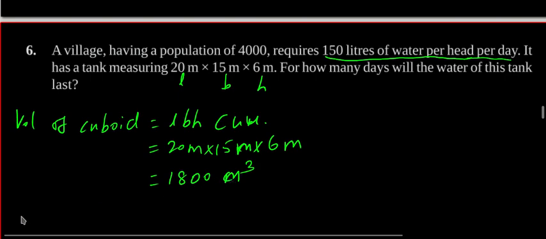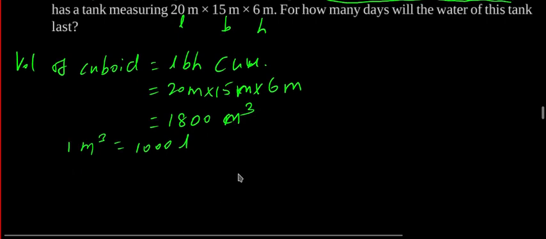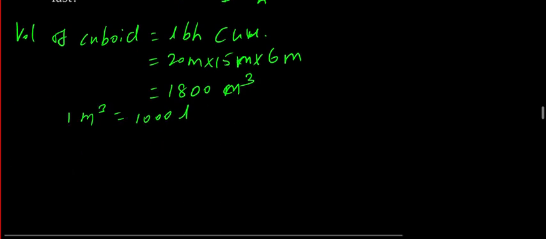So let me convert into liters to get the capacity, because we have to compare with the capacity only. Here it is liters. So let me convert into liters. So 1 meter cube equal to 1000 liters. So 1 meter cube, 1000 liters. Now 1800 meter cube, how much liter of water will it hold?